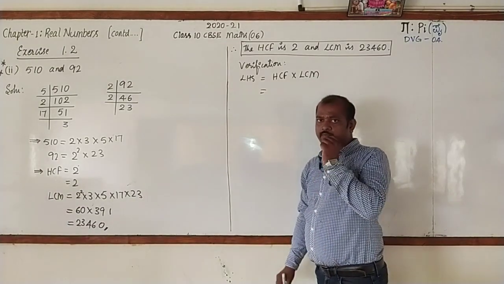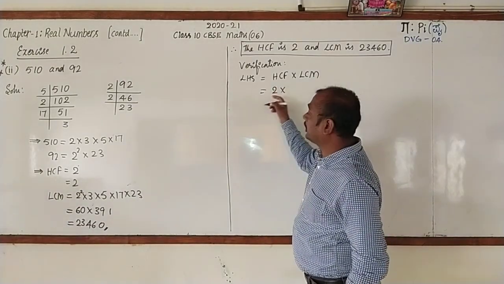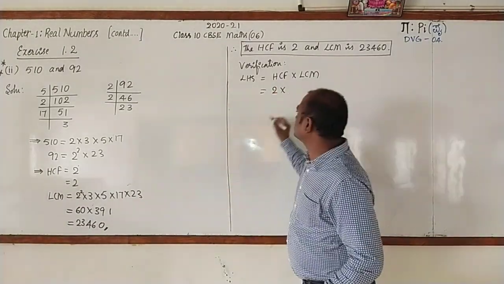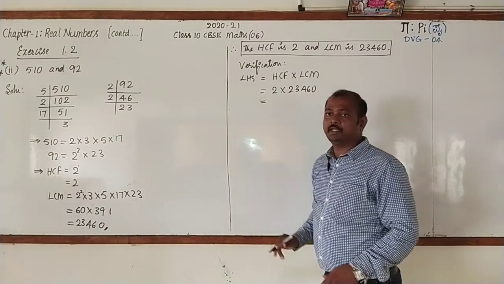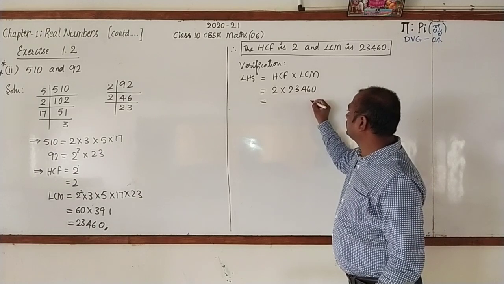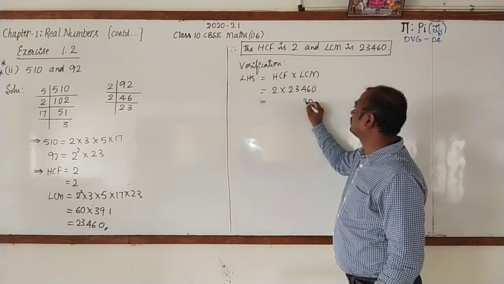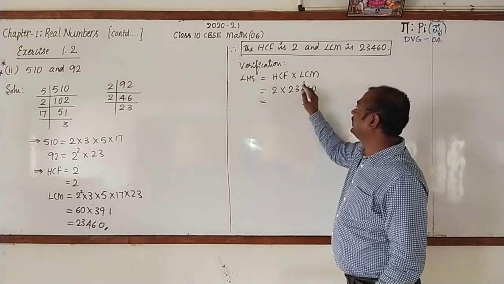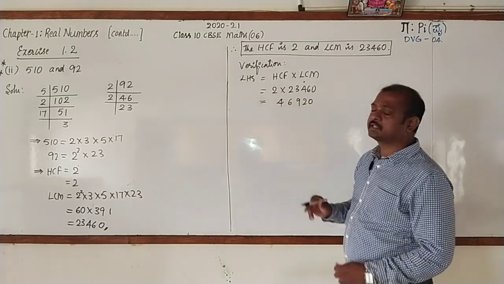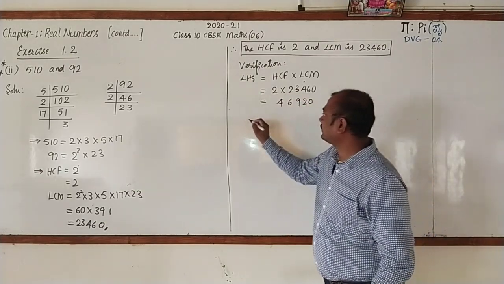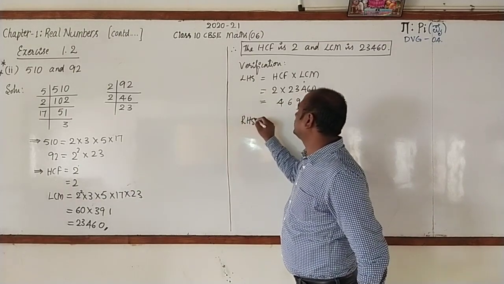What is HCF? HCF is 2. What about the LCM? LCM is 23,460. Go for multiplying these two. So keep that 0 as it is. 2 6s are 12, carry 1. 2 4s are 8, 8 plus 1 is 9. 2 3s are 6, 2 2s are 4. 46,920. Then I go for taking RHS.